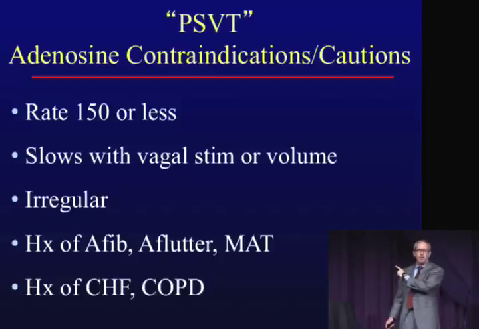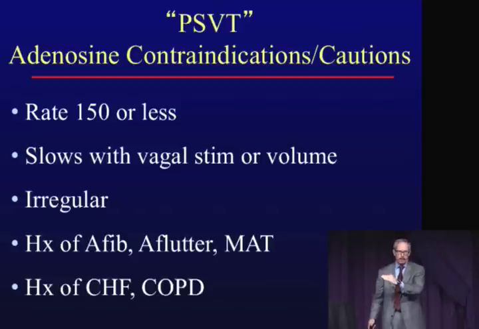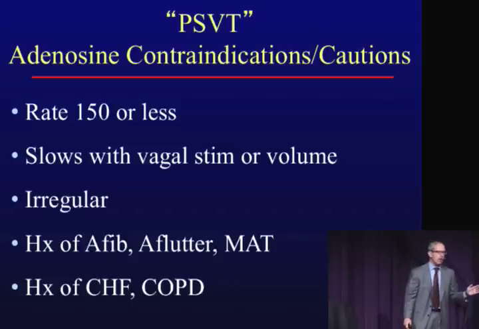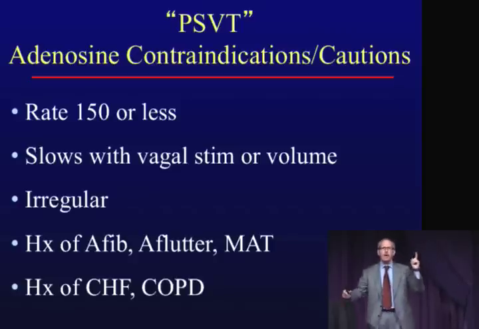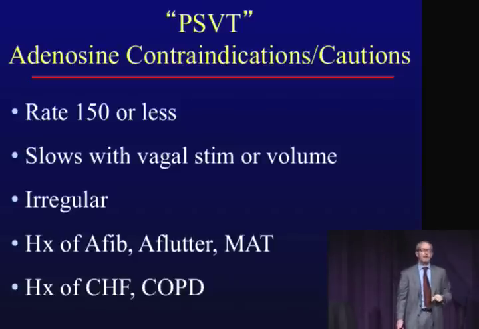Irregular PSVT has another name now. That article that Amal showed you about new nomenclature, it's called atrial fibrillation now. Irregular PSVT, atrial fibrillation. And if you really want to screw with your cardiologist, say, I believe it's atrial fibrillation. They'll seize. All right. If someone has a history of atrial fib, atrial flutter, or MAT, they probably have atrial fib, atrial flutter, or MAT. If they have a history of heart failure or COPD, they got one of those rhythms. It ain't PSVT until you prove it.